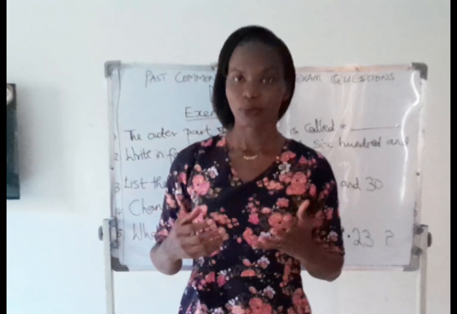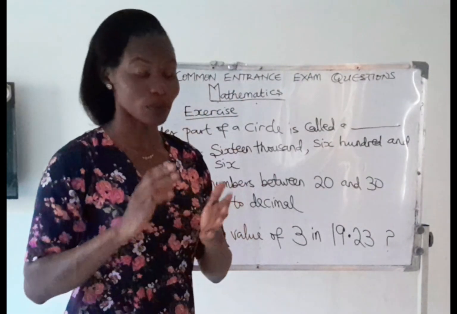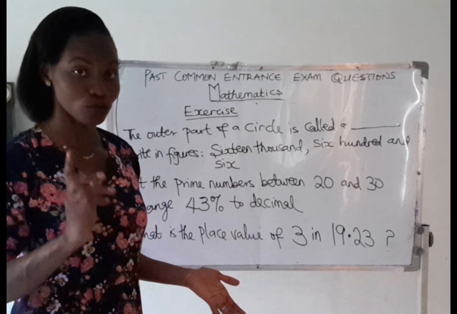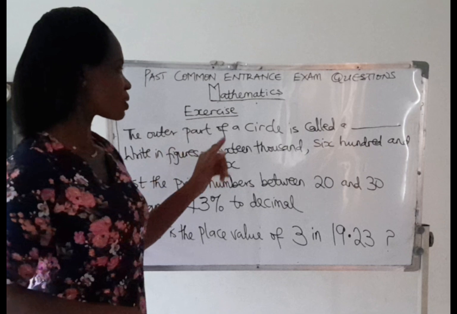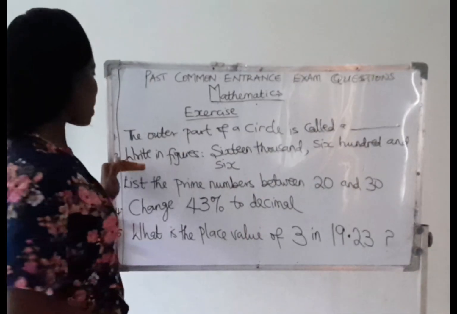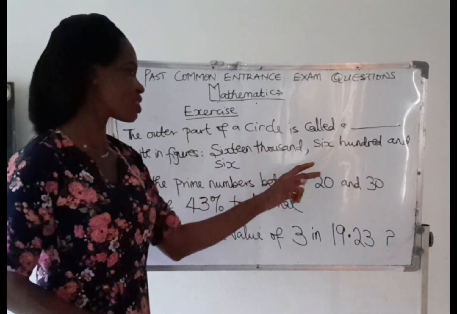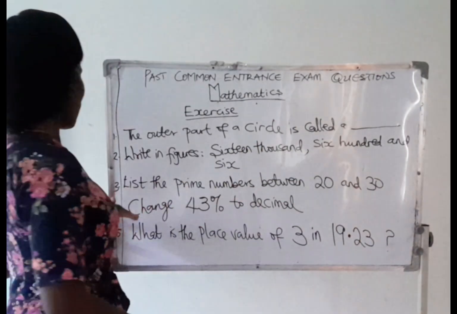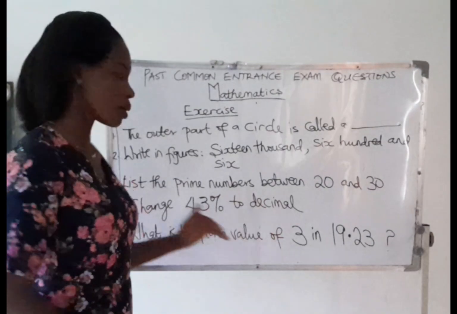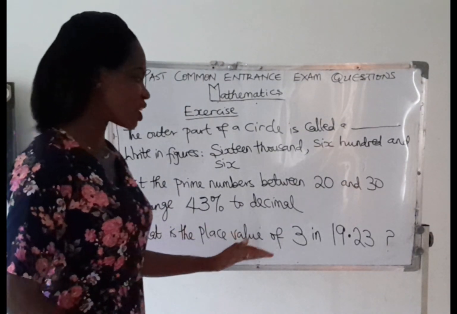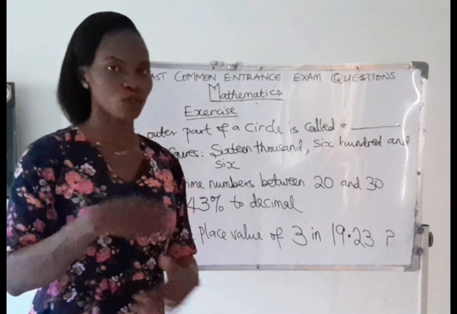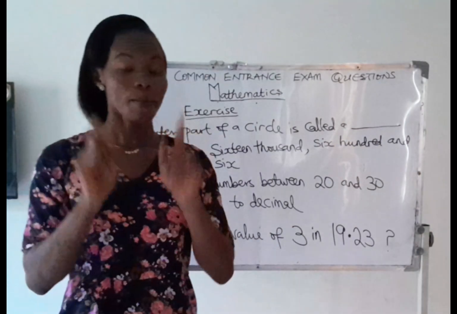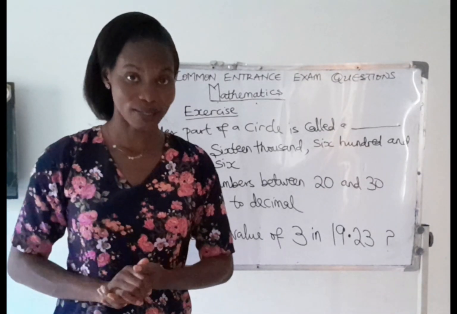Okay, so to know that you've actually understood the explanations I gave in this video, these are 5 questions for you to try. The first one says the outer part of the circle is called a dash. Second, write in figures 16,606. 3. List the prime numbers between 20 and 30. 4. Change 43% to decimal. And the fifth one, what is the place value of 3 in 19.23? So use the explanation I gave in the video and answer these questions. When you are done, make use of the comment section to write in your answers.